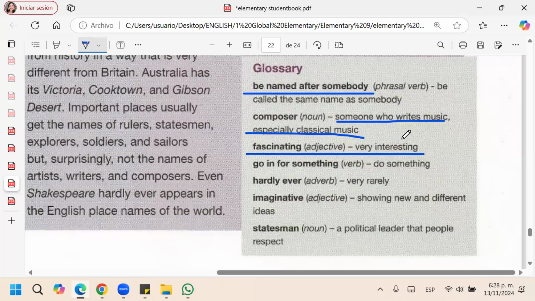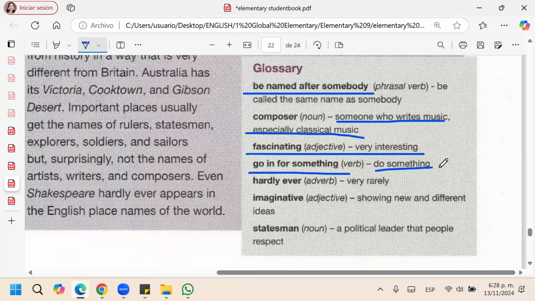Fascinating, something that is very interesting. Go in for something, like do something. For example, I say, Dariani says, yeah, I like to play football. And I say, go in, like, go do it. If you liked it, go in, go to do it. Y como, hazlo, do the things that you like, do something.